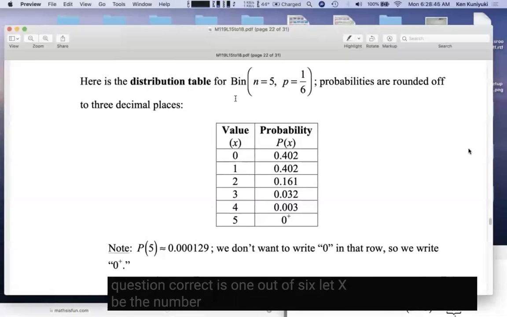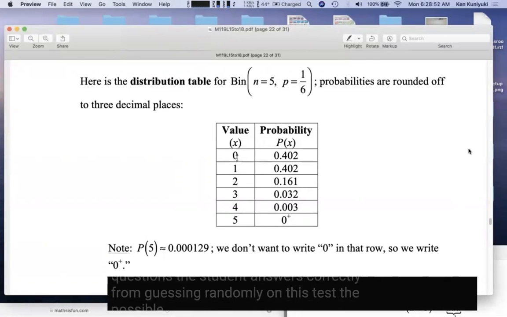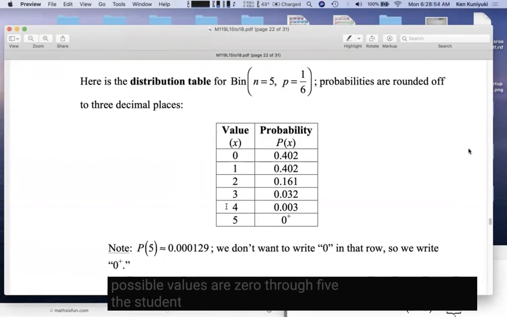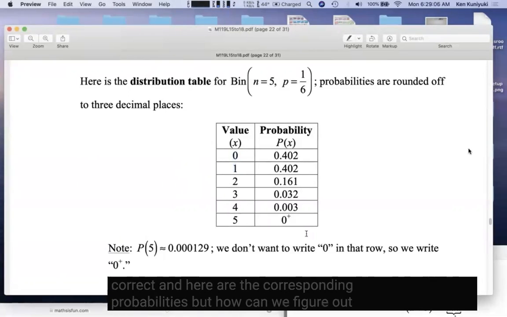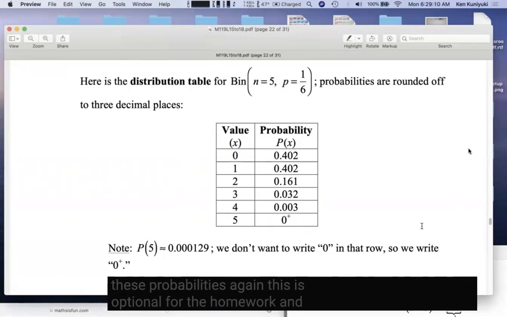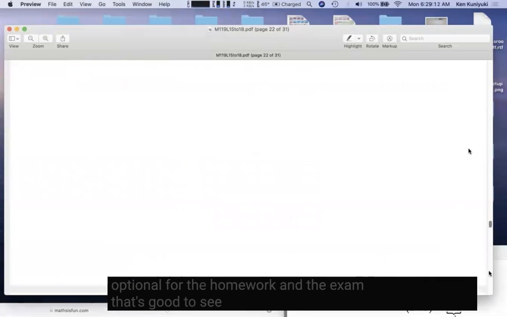Let X be the number of successes, the number of questions the student answers correctly from guessing randomly on this test. The possible values are 0 through 5. The student could get all the questions wrong, 1 question correct, 2 correct, 3 correct, 4 correct, or all 5 correct. And here are the corresponding probabilities. But how can we figure out these probabilities? Again, this is optional for the homework and the exam, but it's good to see.